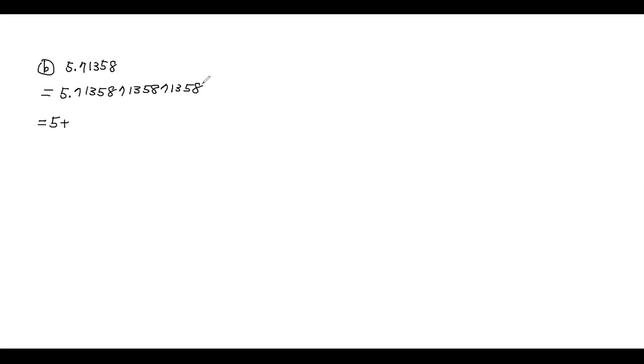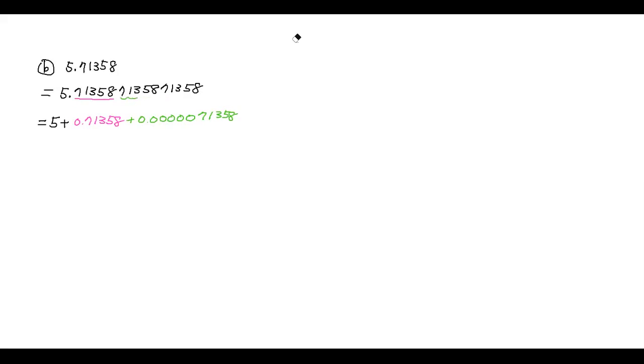Now let's do color coding again. 71358, so this is a pointer, 71358, right? Now the next one is here. In order to get here, how many zeros do you need in the front? 5, right? 1, 2, 3, 4, 5. Then you have 71358, right?